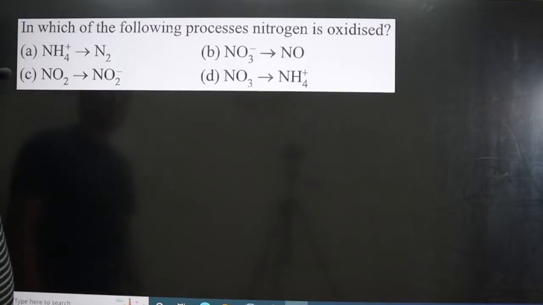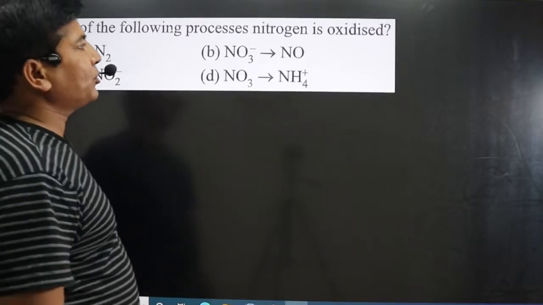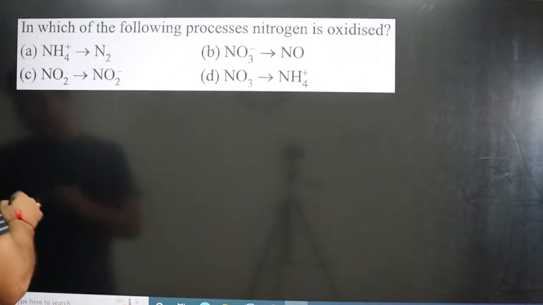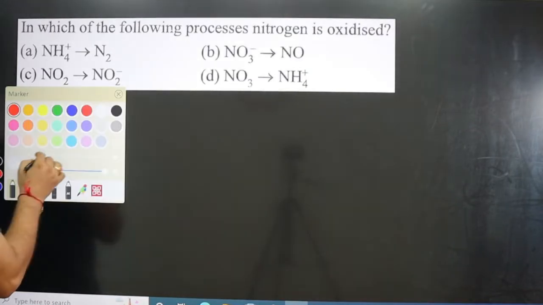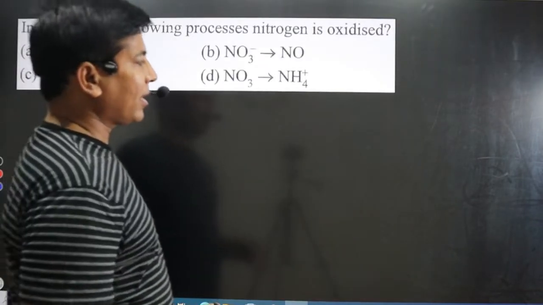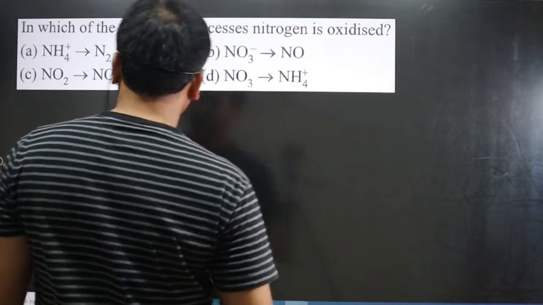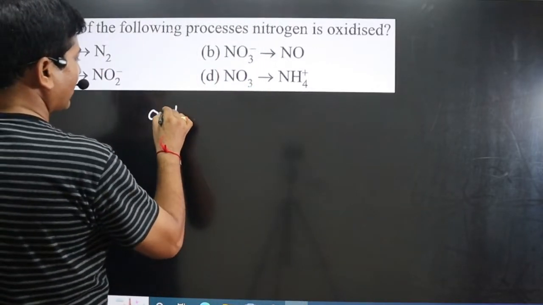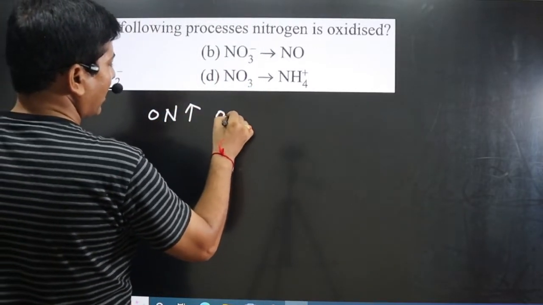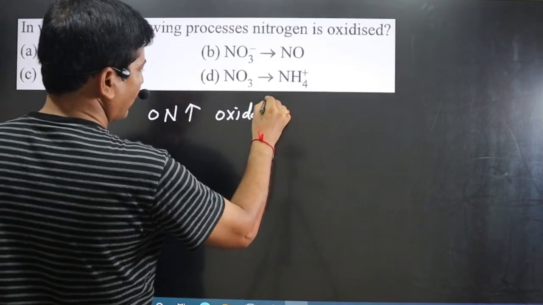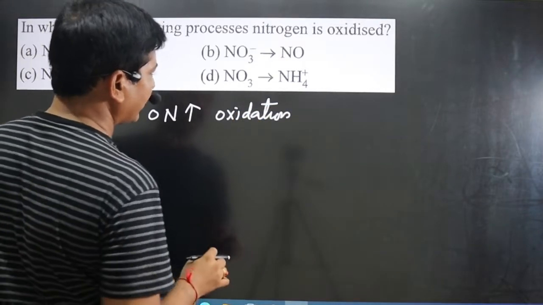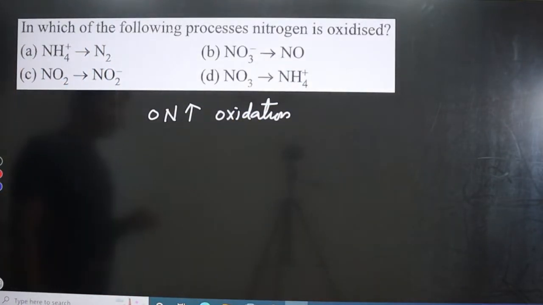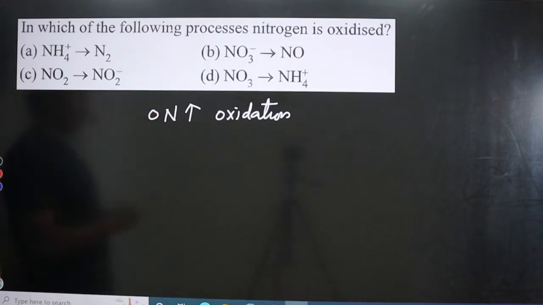The question says, in which of the following processes nitrogen is oxidized? Related to oxidation reaction, we have learned that increase in oxidation number is always oxidation reaction. To answer this question, first of all, we write down the oxidation number of nitrogen on both sides, and then we can compare. If there is an increase in oxidation number, then we can say it is oxidized.